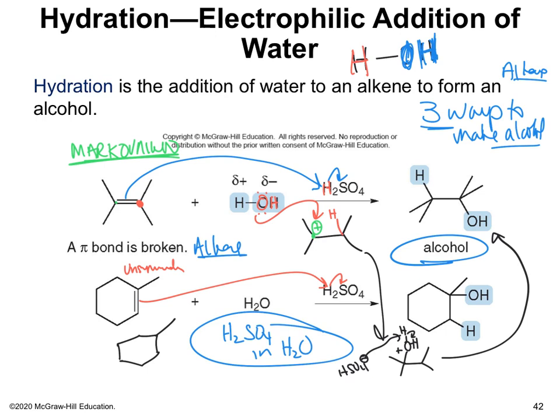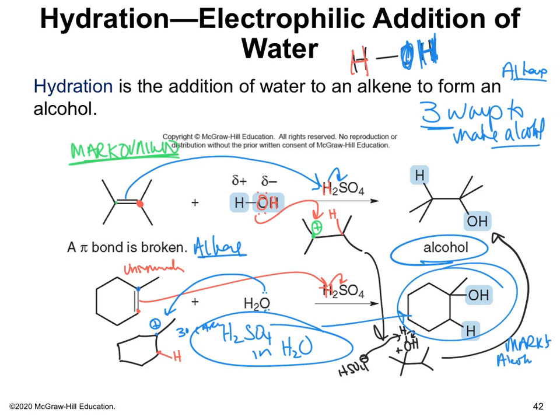So the H is going to add to this carbon, the proton source, the strong acid, and this carbon is going to get the tertiary carbocation. And then the nucleophile that adds is the water. This adds, and that's how you get this alcohol. And this is a Markovnikov alcohol, okay? Because you get the more substituted carbocation. The OH adds to the more substituted carbon.